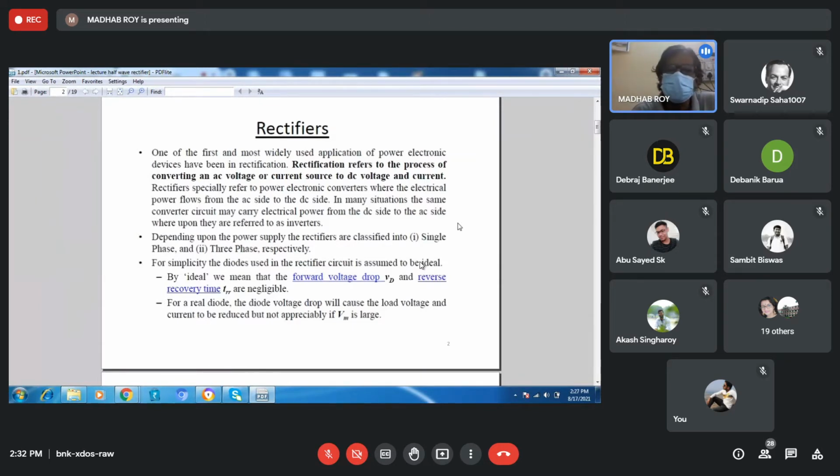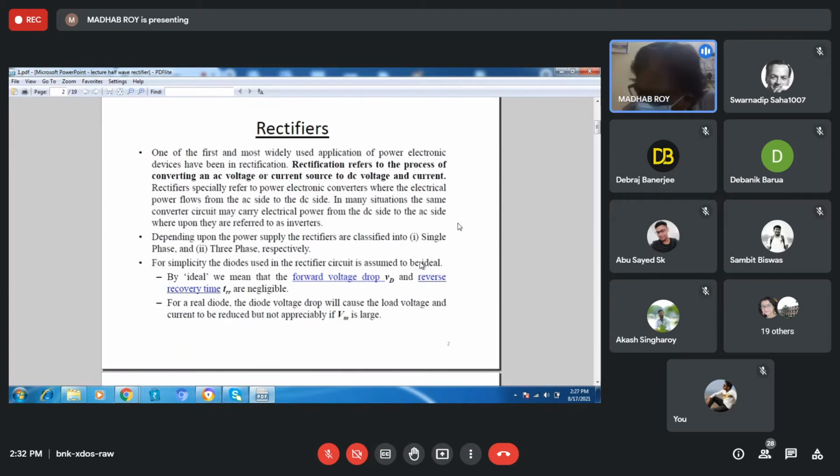So you know the forward and reverse voltage characteristics of the diode. But in the case of ideal, what does ideal mean? Ideal means, first of all, there will be no power loss. There will not be any resistance; resistance will be zero. These two parameters, and also other parameters like inductance, are neglected. So ideal means the forward voltage drop will be zero, and reverse recovery time is negligible.